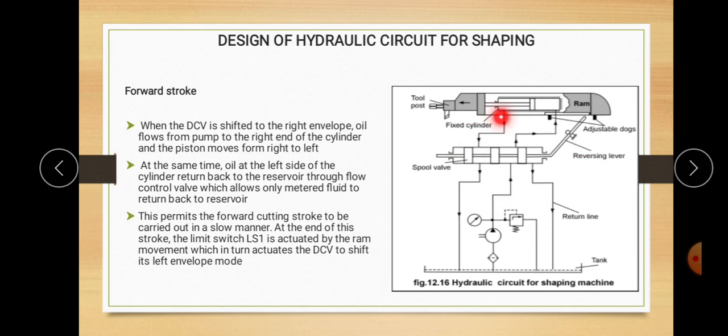Here no pilot limit valve switches are present. Directly the pressurized fluid enters from the DC valve to the cylinder. So this is the basic concept. In the forward stroke, when the DC valve is shifted to the right envelope, oil flows from the pump to the right end of the cylinder and the piston moves right to left. This is the forward stroke.